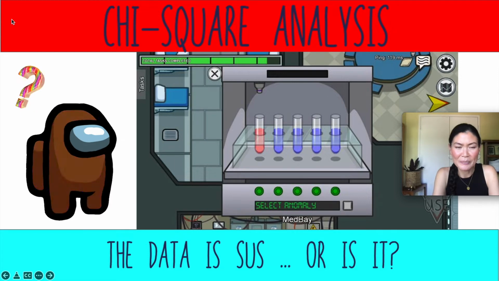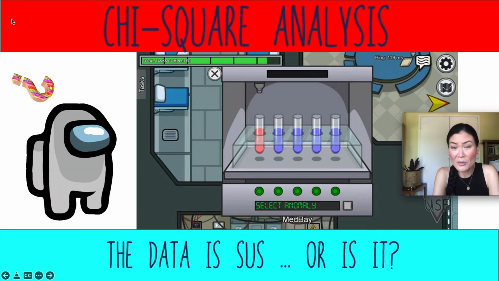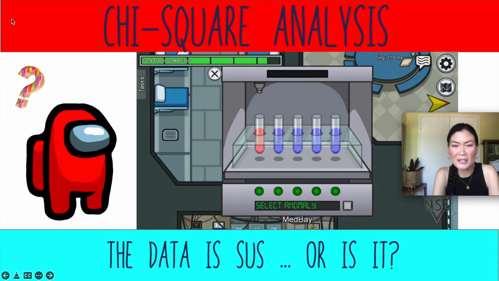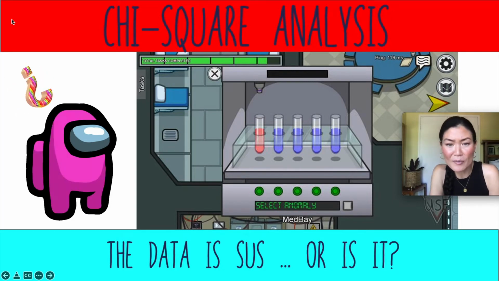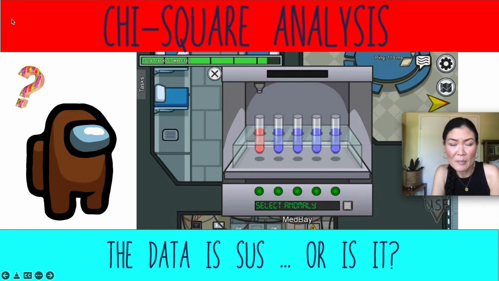So chi-square analysis, what is it? It's a statistical test. It's a way of statistically analyzing whether or not the data that we get in an experiment matches what we expect. Whenever we do experiments, we have an idea of what the outcome is going to be. We have a hypothesis, and we do the experiment to verify it. A chi-square analysis is a way of statistically analyzing our data and seeing whether or not the observed data matches what we expect. Is our data what we expect? Is it sus?